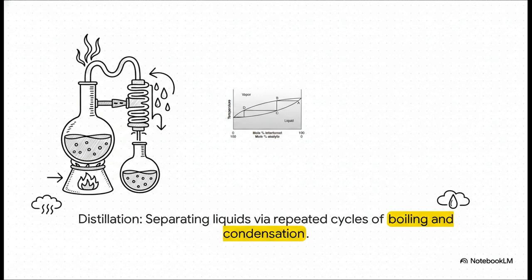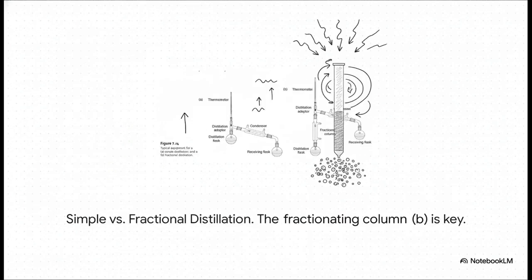You just keep repeating that cycle and you get closer and closer to perfectly pure. So how do you do all those cycles efficiently? Well, the setup on the left is simple distillation. It works, sure, but it's not super precise. The real magic is on the right, with fractional distillation.